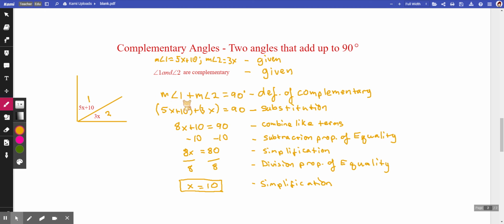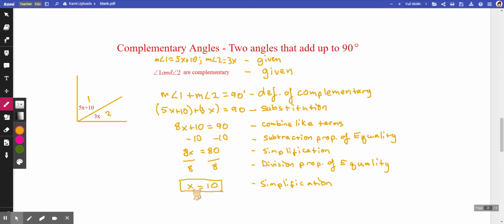Then the definition of complementary is that if I know that they're complementary, then I know that they add up to 90 degrees. I substituted the values that I had into that equation. I combined like terms. 5x plus 3x is 8x. Subtraction property of equality is when you subtract something from both sides of your equation. Simplify. Division property of equality is when you divide both sides by the same number. So those properties of equality are when you add, subtract, multiply, or divide the same thing on both sides.